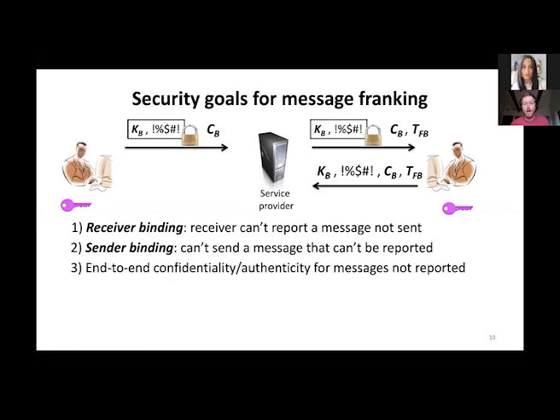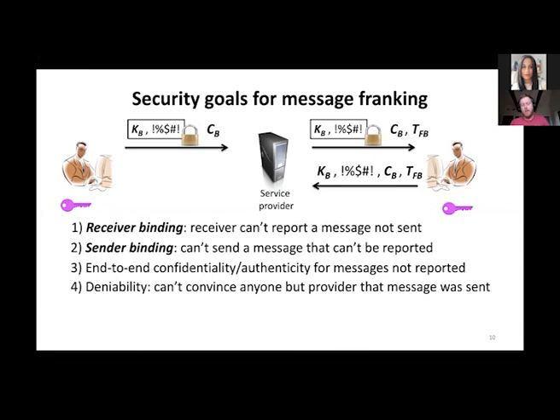There are also other guarantees, where we want the confidentiality and authenticity that we target in general for end-to-end encryption to be maintained for all the messages that are not reported. And we also additionally want deniability, the idea that whatever we do here shouldn't be useful to prove to third parties, to other people, messages that were sent by a particular sender. So you can't use this as cryptographic evidence to implicate some people as sending particular messages.